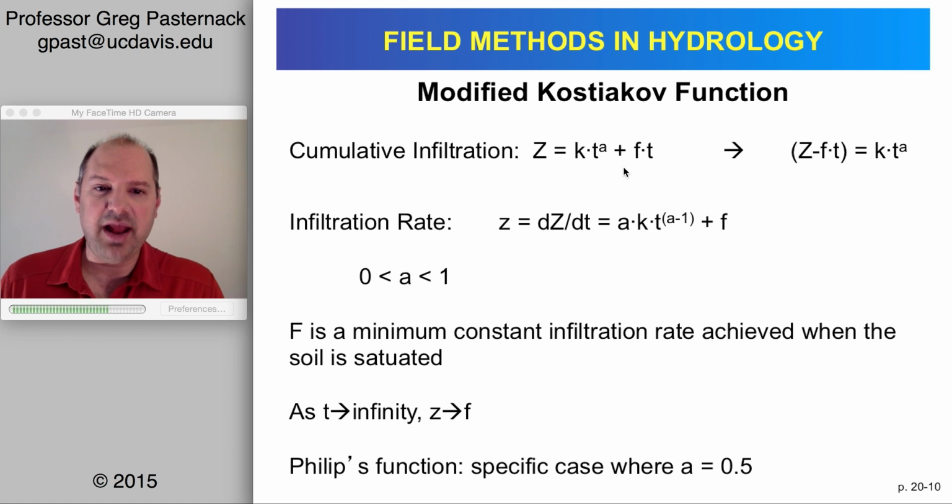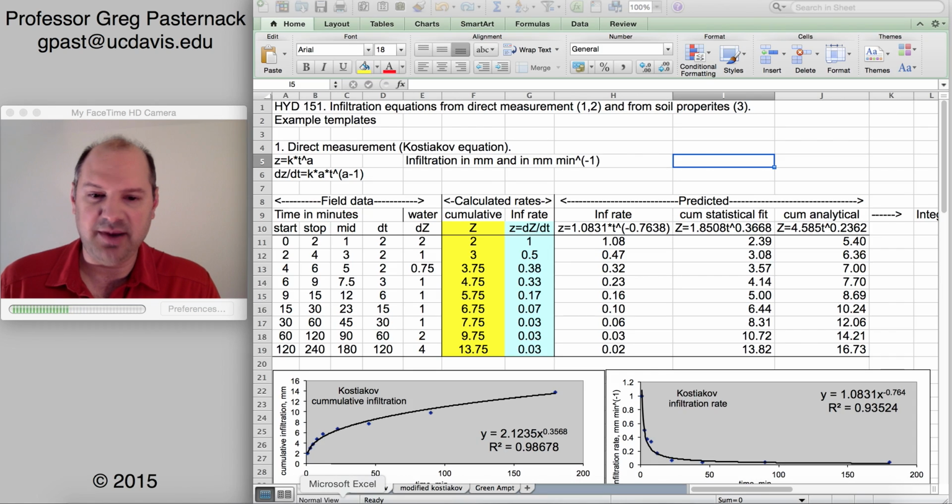I'd just like to point out to you, though, that if you take this cumulative function, if we move f of t over, then we can have an equation where we have y equals this power function. So if we want to solve for k and a for the modified Kostiakov function, we just have to independently get this data and then do the fit just like we did before. So I'll show you how that works in the Excel spreadsheet next.